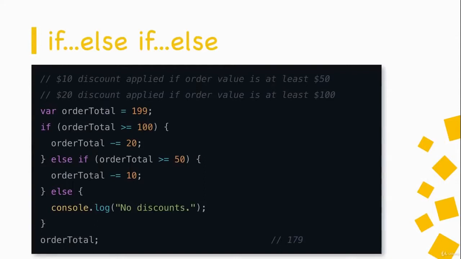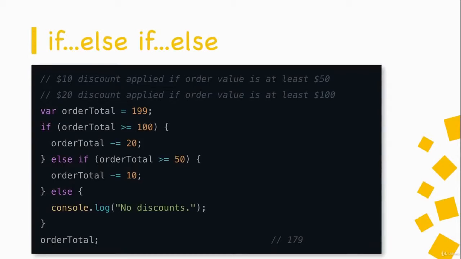So how does this work? Let's start from the top. So first we define the order total variable with the value 199. That's the value of the order total variable. Then JavaScript executes the if block. And in the if block we have the condition order total is greater than or equal to 100. Now in this case the order total is 199 and 199 is definitely greater than 100. So this condition is true. And that's why order total minus equals 20 is executed.